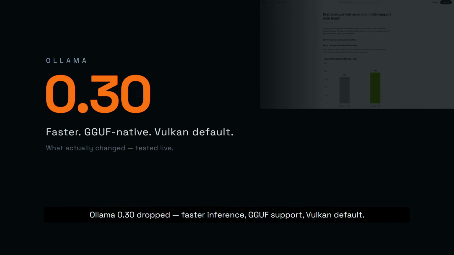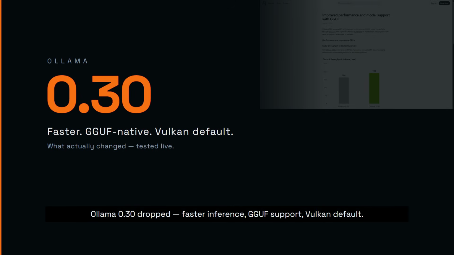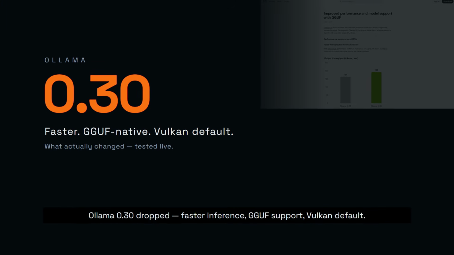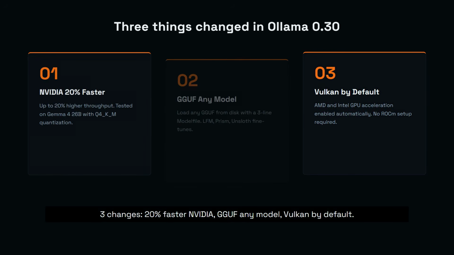Ollama just dropped version 0.30. Faster inference, Vulkan GPU support by default, and GGUF support for new model families. I upgraded, tested it live, and here's what is actually different. 3 things changed in this release.